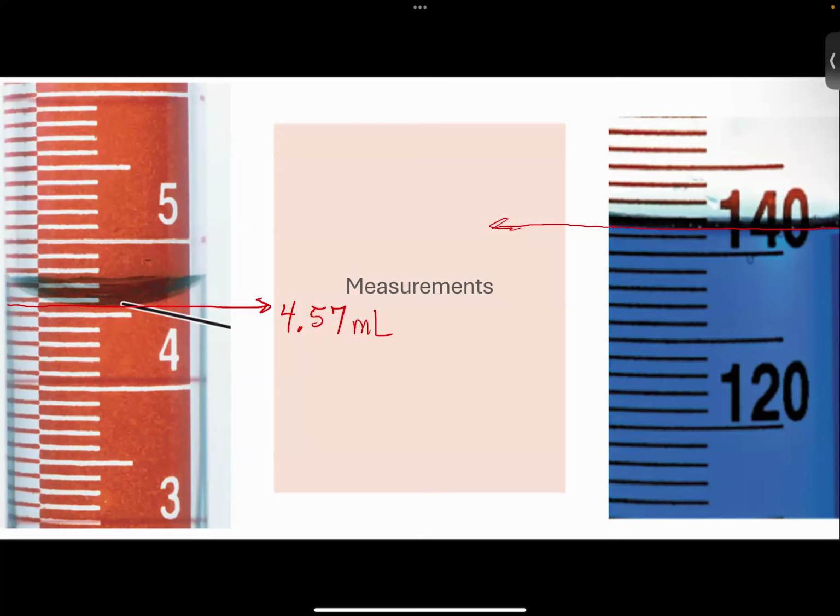Now, between 120 and 130, is there a mark for 121, 122, 123? There's not a mark for all of them. So the ones place is your estimated digit. Therefore, with this device, I would read it as 143 milliliters. And I would quit at 143 because that is my estimated digit.